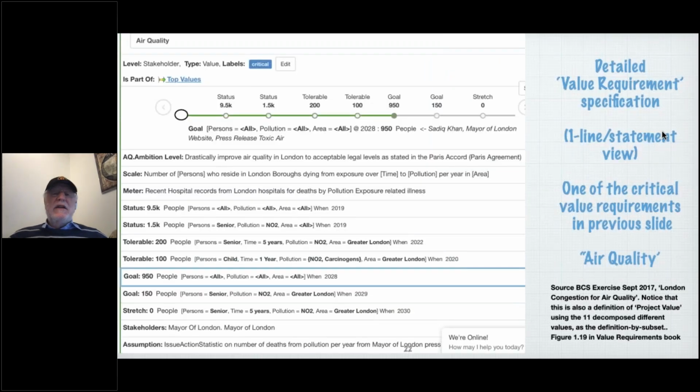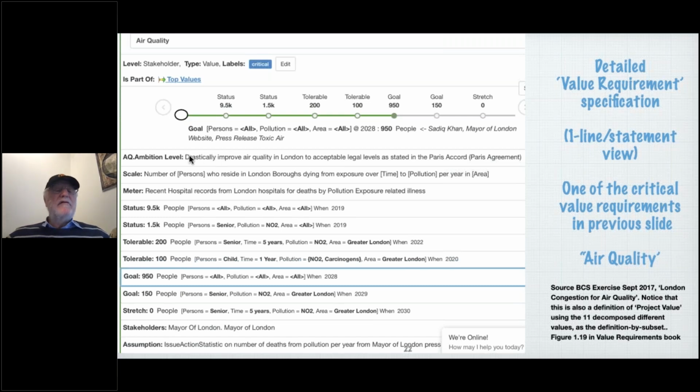Here is a full-page example of a requirement written in the planning language. We'll look at a few more of these as we go along. You'll notice the first thing is not a one-liner like a user story. Here's the nearest thing we have to a user story, an ambition level: Drastically improve air quality in London to acceptable legal levels as stated in the Paris Accord. And for some people, that's the requirement, and they're all done with it. And my view is, all very nice, but not specific enough, not clear enough to direct designers to come up with the design. It's not even clear exactly what we want.